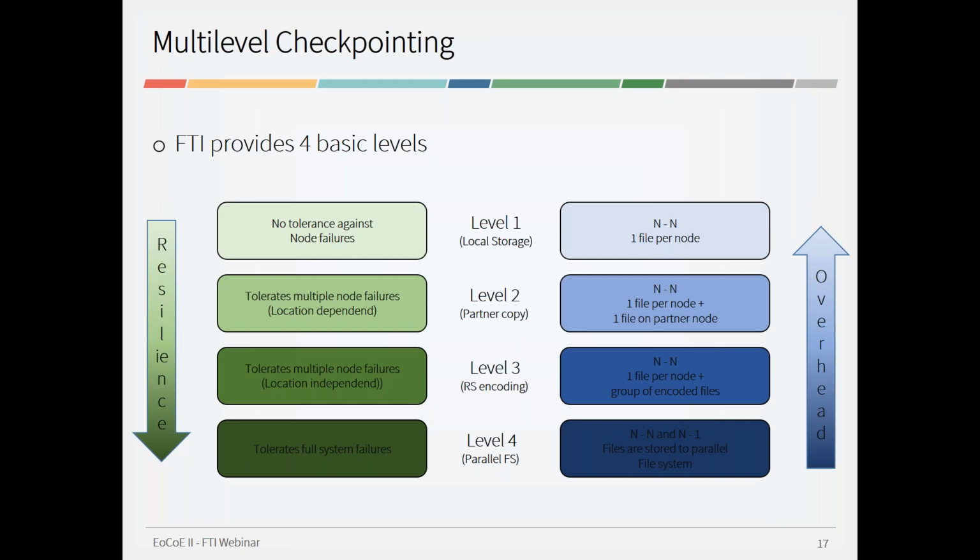And then we have level 4, finally, which does not store locally, but globally. So we store all the data on the parallel file system. This is, of course, the most reliable, but also the one with the most overhead and the least scaling behavior.